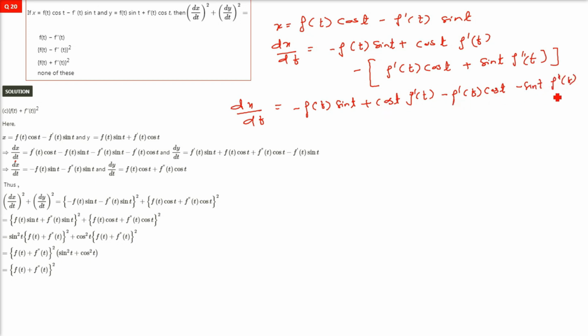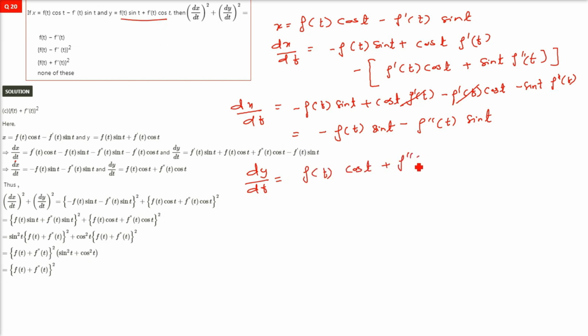See, f''(t) there is nothing, so the cancellation will be done for these two, the middle part. So what will be the final thing? Minus f(t) sin t minus f''(t) sin t. Now in the same way we have to find the second one, dy/dt. Same thing we have to do: f(t) cos t plus f''(t) cos t. Now we just have to square them.